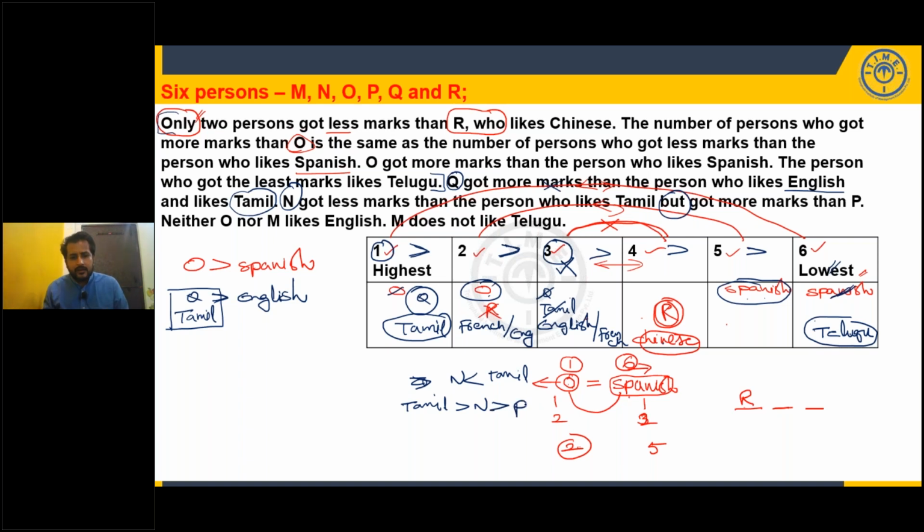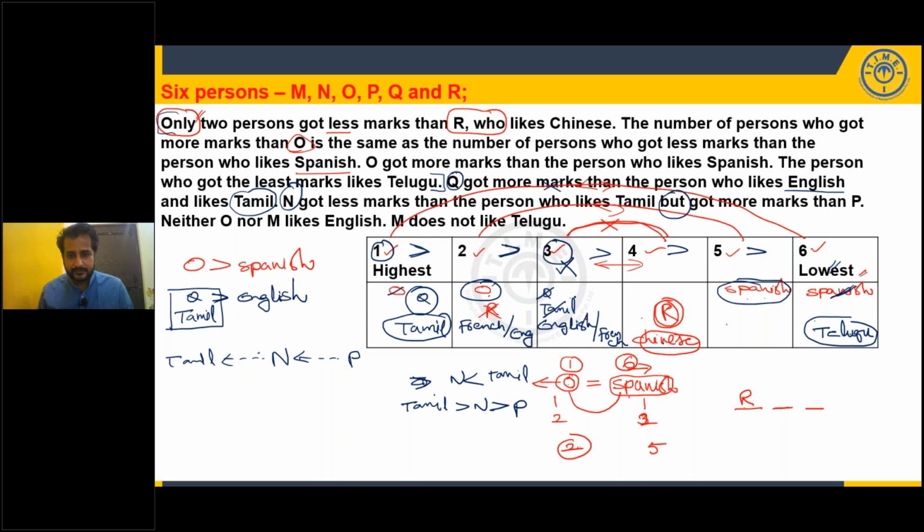It need not be consecutive positions. How should it be? Tamil, and after Tamil, somewhere it should be N. After N, somewhere it should be P. It may or may not be consecutive positions, because it is not mentioned as immediately lower or just lower marks. Those kinds of terms are not mentioned. If it is stated as immediate or just, we have to take consecutive positions. Otherwise, it could be anywhere. Okay.